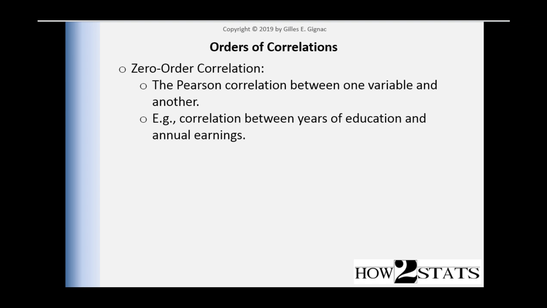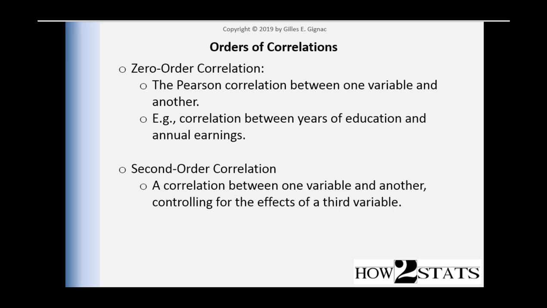An example of a zero-order correlation would be the correlation between years of education completed and annual earnings. Now, the next level of complexity is a second-order correlation. And that is a correlation between one variable and another, controlling for the effects of a third variable. And this chapter is devoted to understanding what that means to control for another variable. So I don't expect you to totally understand what I mean here.